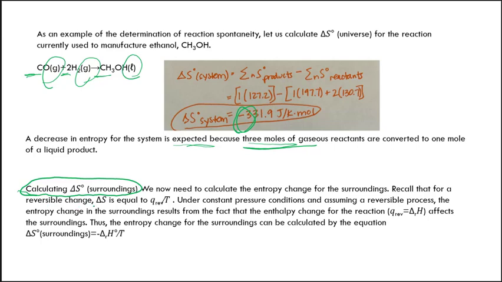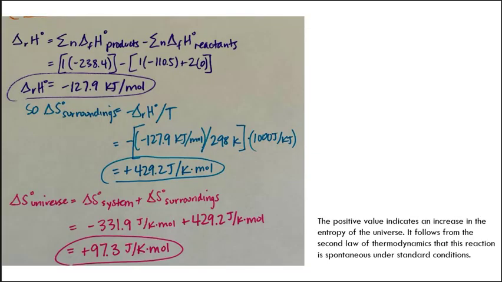Recall that for a reversible change, delta S is equal to Q divided by T. Now under constant pressure conditions and assuming that it's a reversible process, the entropy change in the surroundings results from the fact that enthalpy change for the reaction, where Q is equal to delta H, affects the surroundings. So to find the entropy for the surroundings, it needs to be the opposite, or the negative, enthalpy divided by temperature. So we're going to look at that same reaction, but look at those enthalpy values and plug it in to find the delta H.